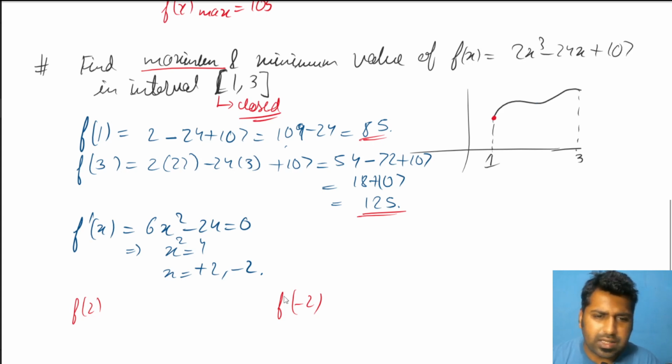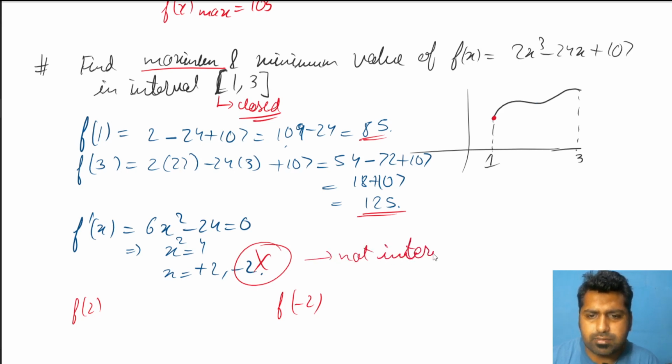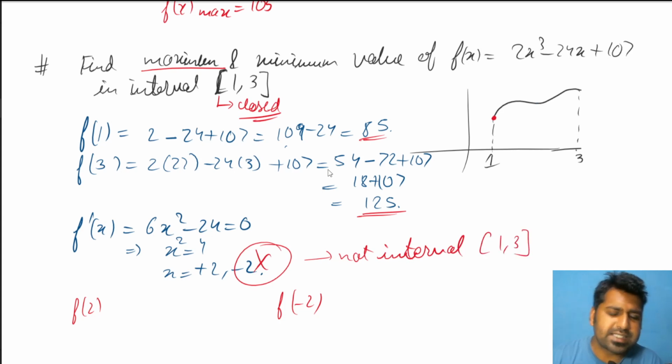Also we don't have to calculate at minus 2 because it is not in the interval, because the question says we have to look for the maximum and minimum in 1 to 3. So though the function can have a maxima or a minima at this point, it's out of our domain as such. So we'll just have to calculate f of 2.